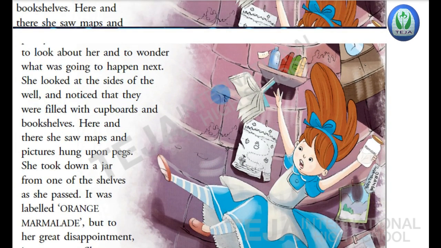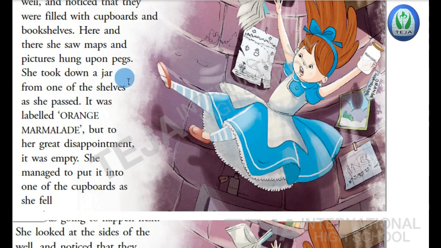Now, as she is falling down, she looked at the sides of the walls. All the sides of the walls were filled with cupboards and bookshelves. And here and there she saw pictures hung upon the pegs. The pictures are hung and the bookshelves are there, as well as cupboards. The cupboards and bookshelves are filled with books, and somewhere the pictures were hung.